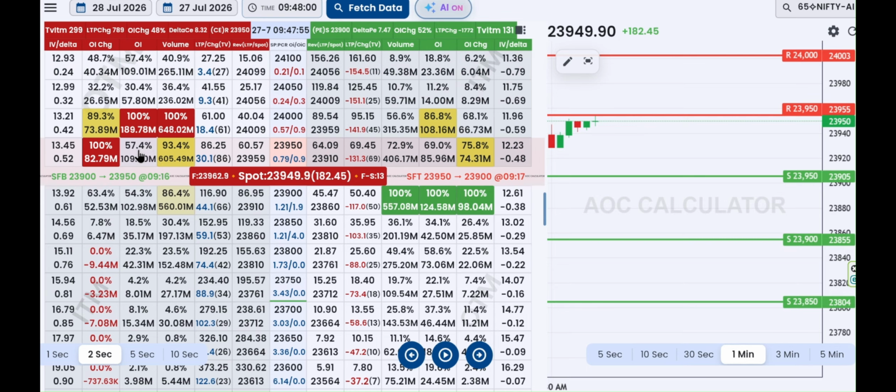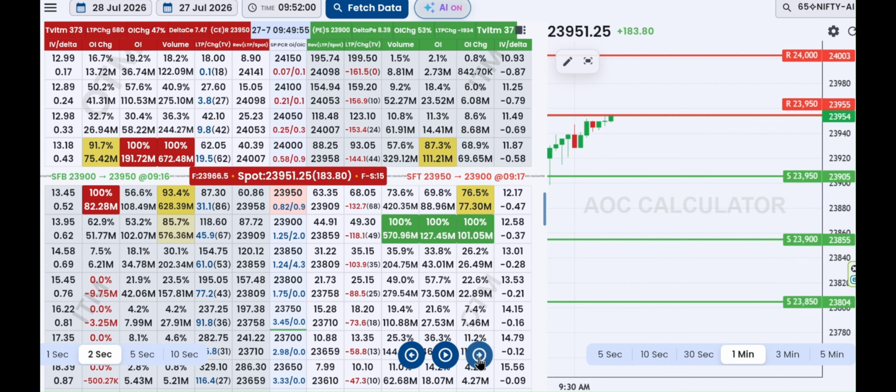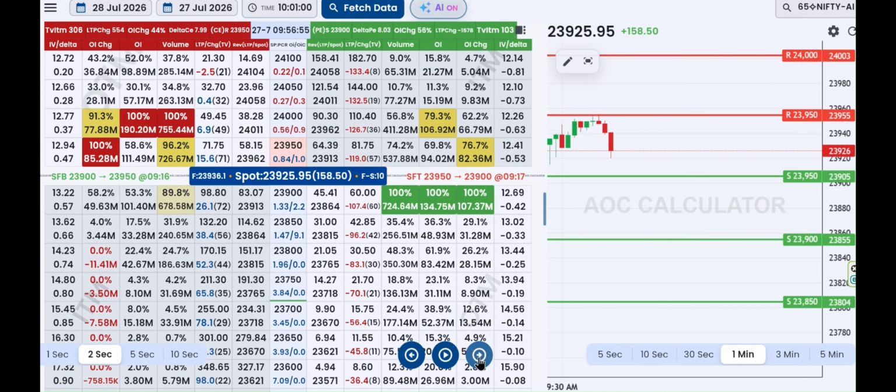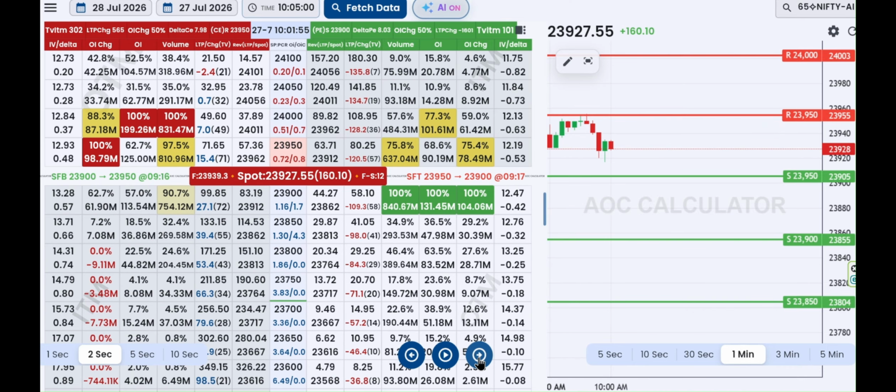We need a strong support with 100% volume, 100% OI, strong OI change with 100%. Ideally, the call OI change should be greater than the put OI change. Wait until all these conditions are satisfied before taking the trade. Now at one point, you may notice that the call OI change becomes higher than the put OI change.